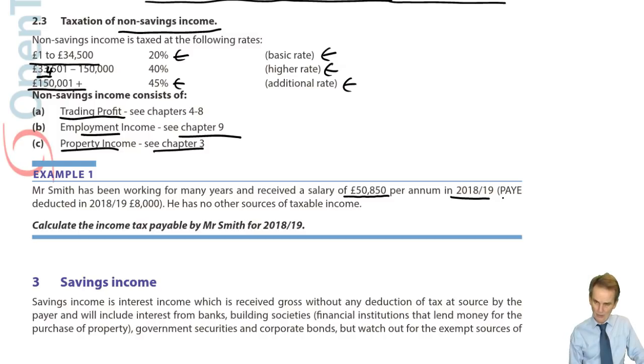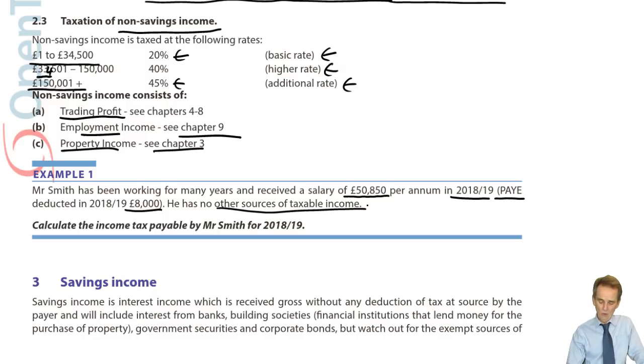And they've also given us, they do not always do this in exam questions, the amount of pay as you earn, PAYE, income tax deducted at source by the employer on behalf of HMRC. And that amount of income tax deducted under PAYE was £8,000. And very simple, it's got no other sources of taxable income. So the only income that the taxpayer has is the non-savings. So do we need the full pro forma income tax computation?